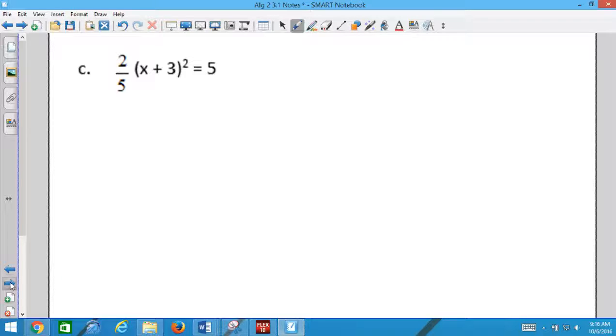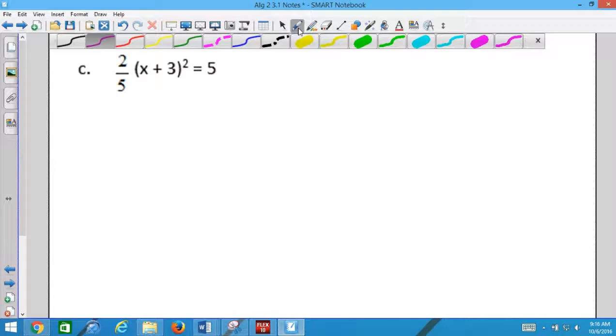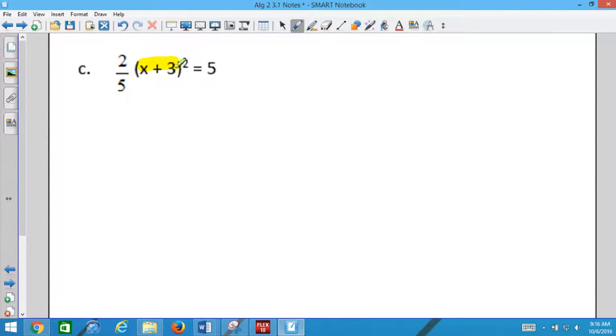All right, last one of these. What should we do first? Oh, wait. There isn't an x squared for this one. There isn't an x squared. There is an x plus 3 squared. So we're trying to get x plus 3 squared by itself.